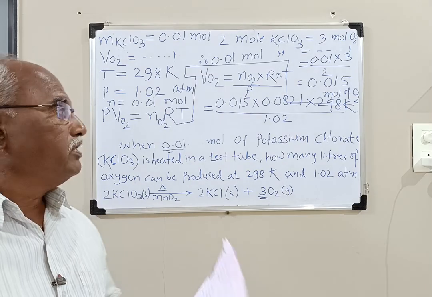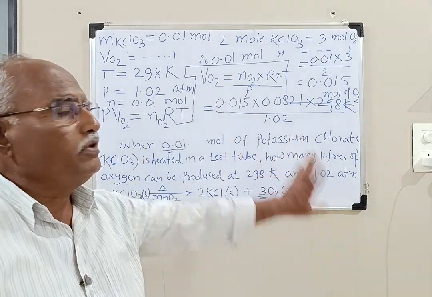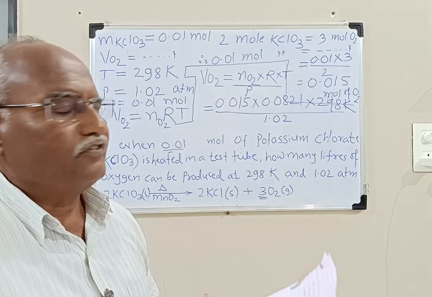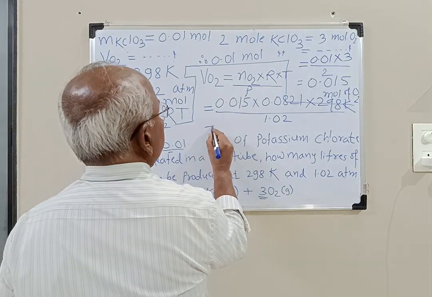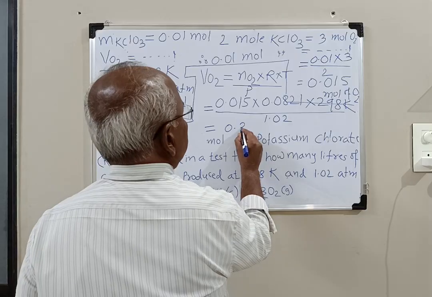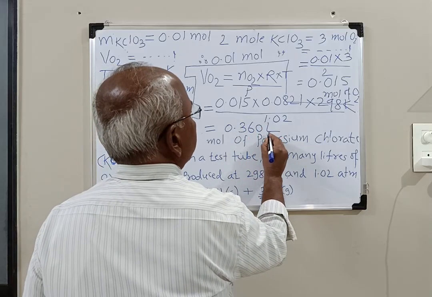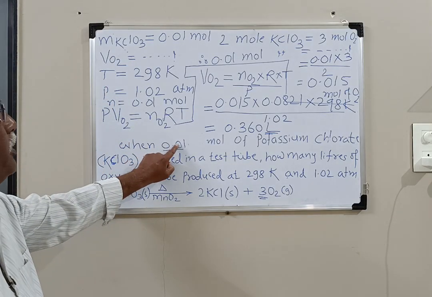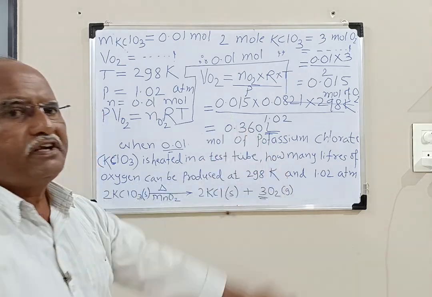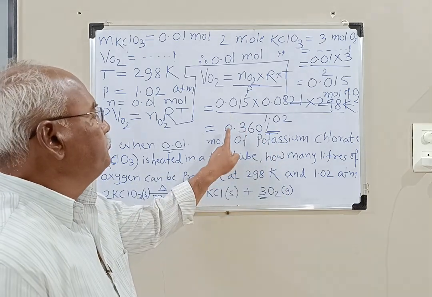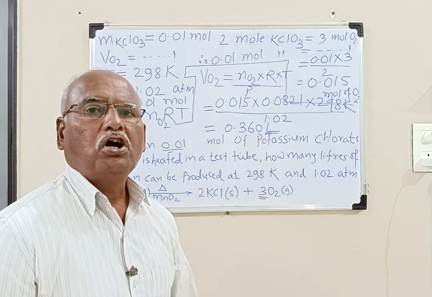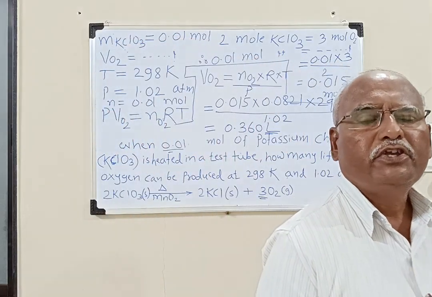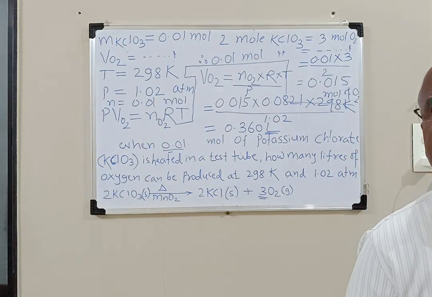Simple calculations. Make these calculations by using a calculator and find out the answer. The answer is 0.360 liter of oxygen. So when 0.01 mole of potassium chlorate is heated, it gives 0.360 liter of oxygen. A simple problem which is solved in your textbook as an illustration.